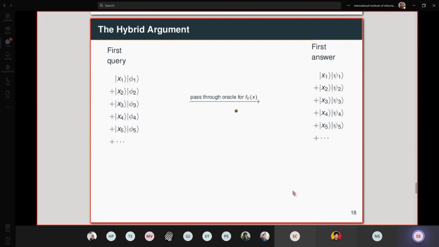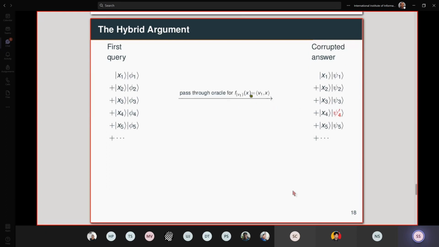However, instead of passing it through this oracle, you can also pass it through this restricted oracle, which just answers the value of v1 inner product x. Now, since we know that v1 inner product x is anyway with high probability the actual answer of fv of x, right? So with high probability, the first query that you make is actually just going to be v1 inner product x. This really doesn't change the answer much. So for most of these values of x, it's going to be the same answer.